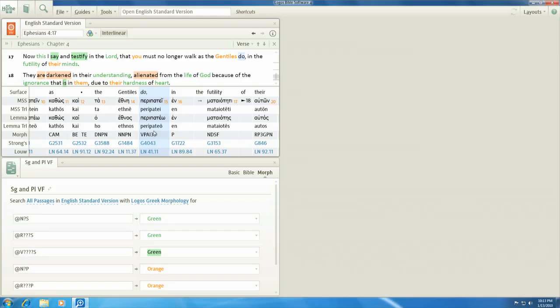So just by review, remember the neuter plural does take a verb that is singular in number. But that verb that is singular in number regards its subject as a collective whole. And so Paul here is making a comment about the actions of Gentiles collectively, that the believers in Ephesus should no longer live as they do.